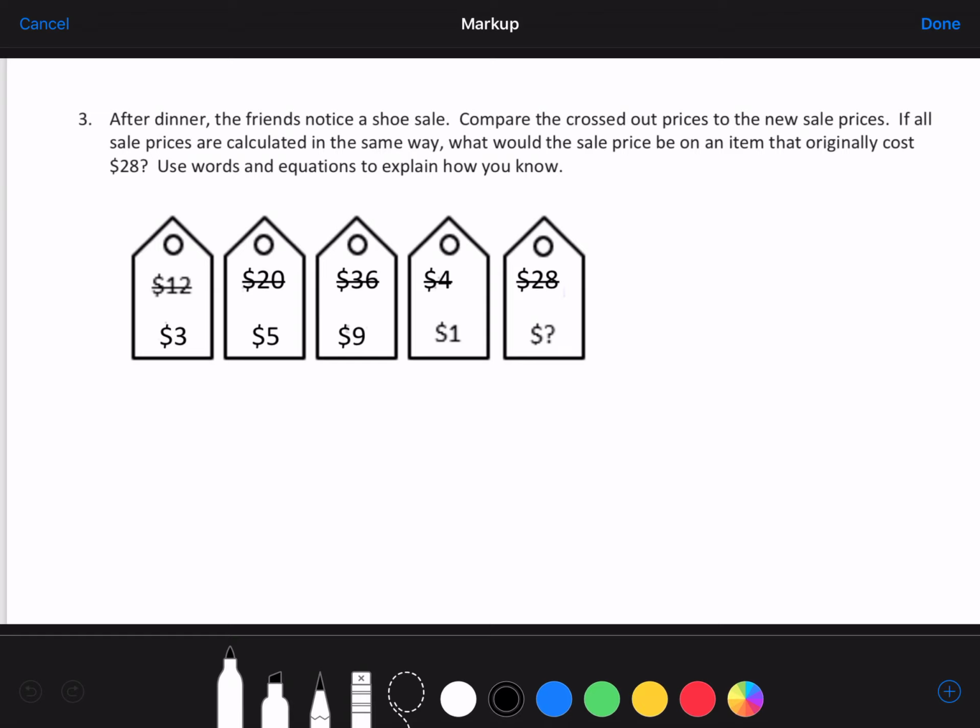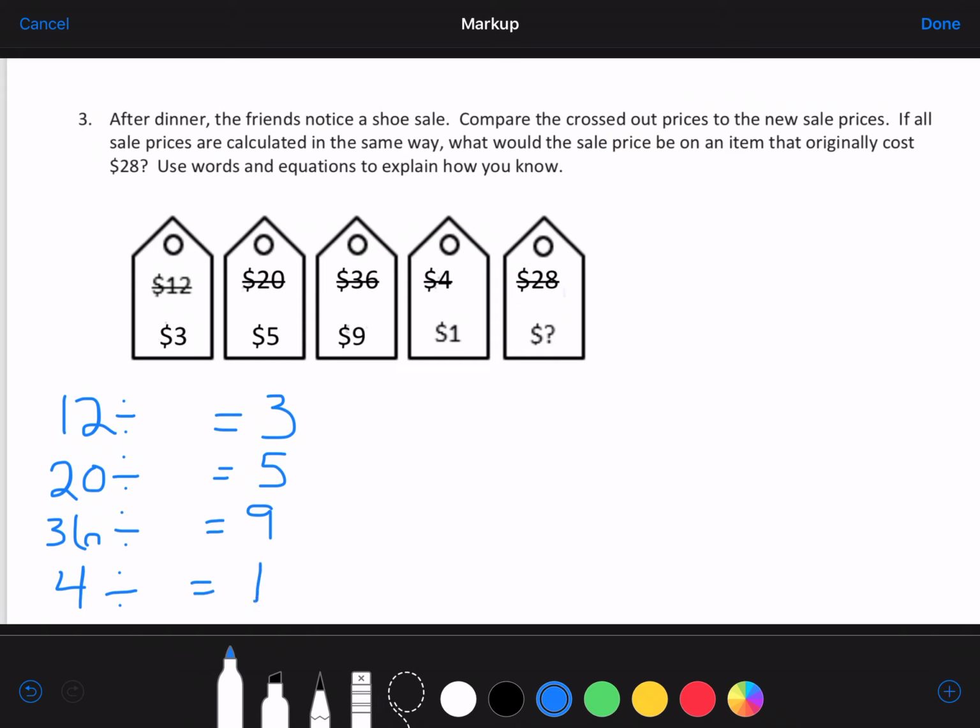Okay? All right, welcome back. Let's look. So we're looking for a pattern to try to figure out how 12 became 3. So it got smaller, so I know I'm going to either subtract or divide. And then how did 20 become 5? How did 36 become 9? How did 4 become 1? And then what does 28 become?